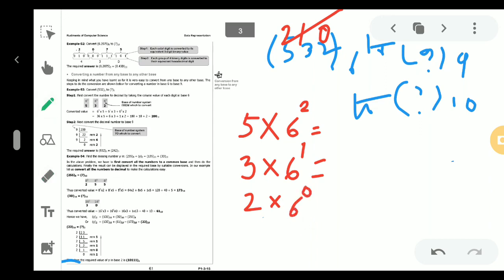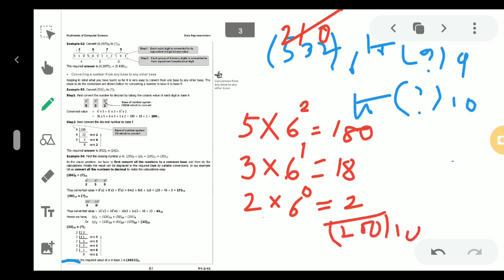Anything to the power 0 means 1, so 2 into 1 is 2. 6 to the power 1 means 6, 6 into 3 means 18. And 6 to the power 2 means 6 into 6, 36, and 36 into 5 is 180. If you add it, the result we get is 200. It is in base 10.